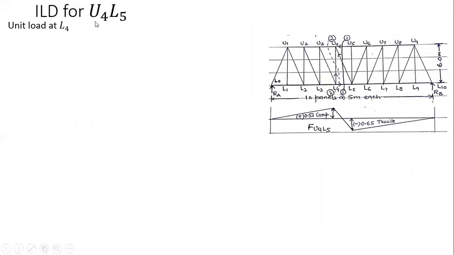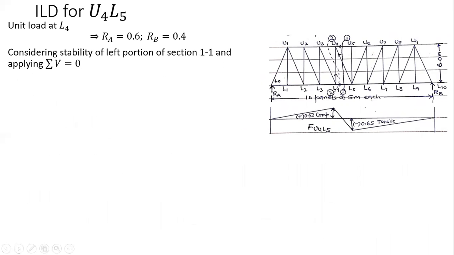Next I have to calculate the ILD for U4 L5. Here it is 4, here it is 5, which means it is an inclined member. So again, when the unit load is at L4, I have to calculate RA and RB first. Then I apply the stability of the left portion of section 1 here. So again, RA plus, the load is here, it is your minus sign. Now this is my force, acting towards the joint. When you resolve this force vertically, it is in cos theta.